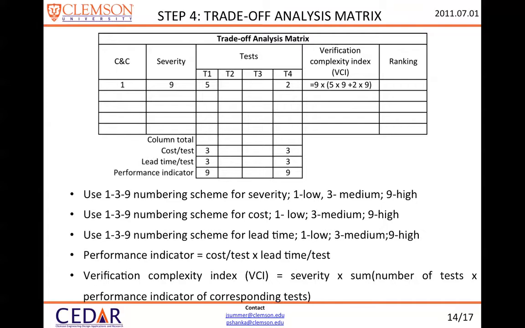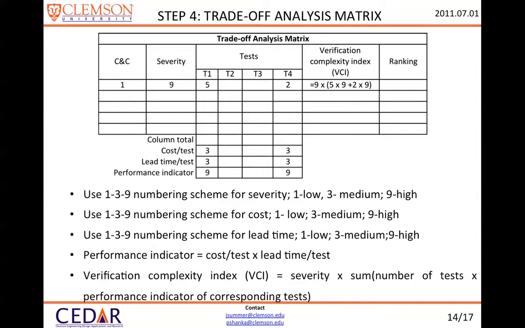Then I sum with the other participating test. In this case T4 is participating. So it is 2 times 9. So overall my VCI will be 9 times 5 times 9 plus 2 times 9. So this is how we calculate VCI. Once we calculate VCI for all the constraints here, then we can go ahead and rate this VCI, which we will use for prioritizing the tests.